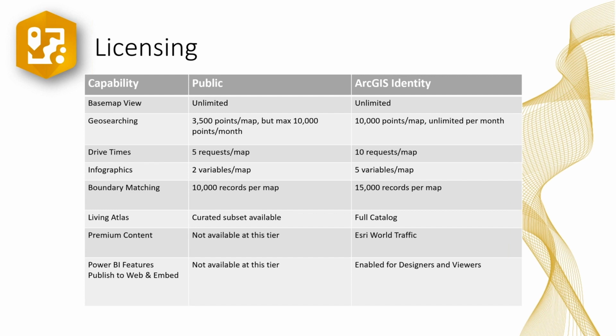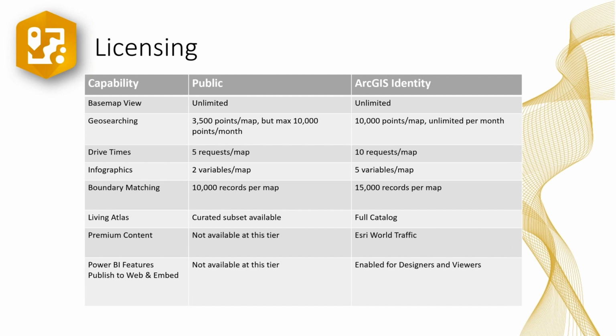And the public gets a little less on the drive time, infographics, and boundary matching, again, increased with an ArcGIS identity. The Living Atlas is a subset publicly, but with an identity, you get access to all of it, all of that really rich curated content. And even adding premium content. So we talked about the world traffic layer, or if you purchase layers and data from the ArcGIS marketplace, maybe it's movement data or ways data, something like that, you can add that into your reports.